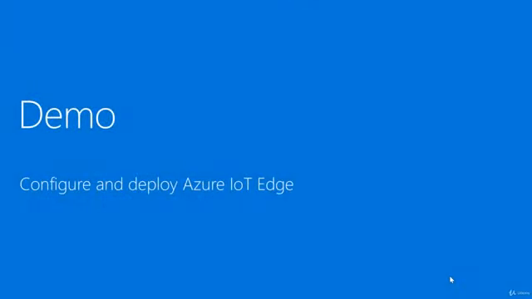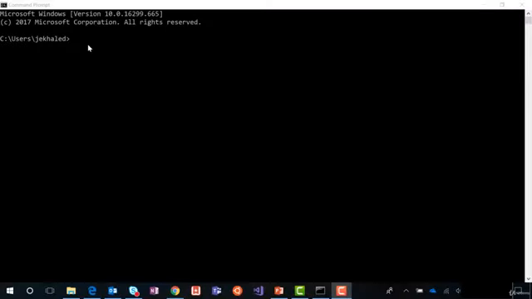We'll move now to a demo and see how we can configure and deploy Azure IoT Edge from the portal, and then we will work on publishing models, publishing machine learning as a module, or publishing an Azure function as a module on the IoT Edge. So in order to start, before going to the portal, we will need to install the IoT Edge runtime on our laptop, on our work machine.